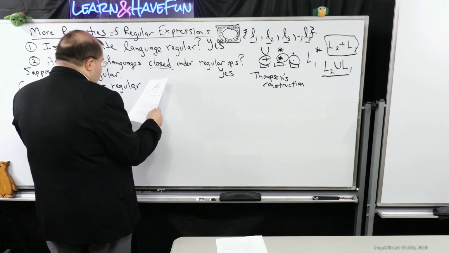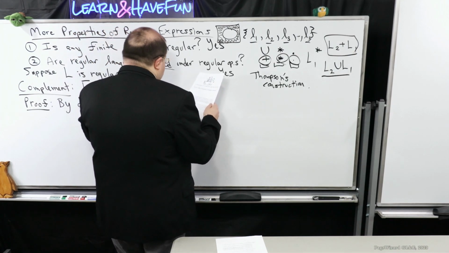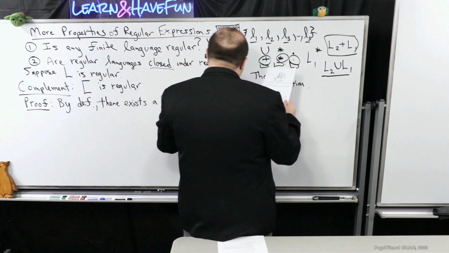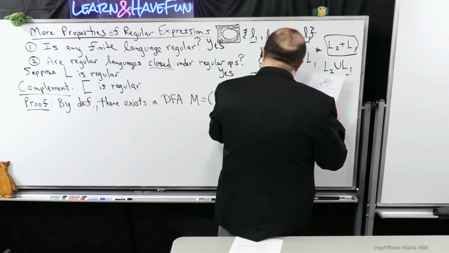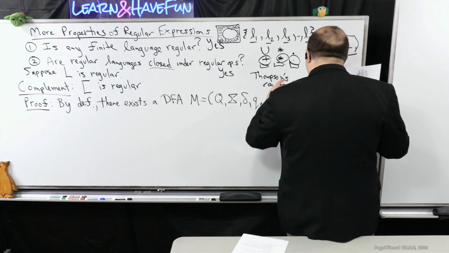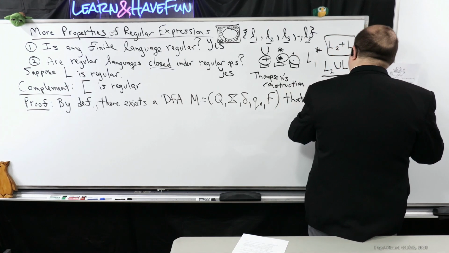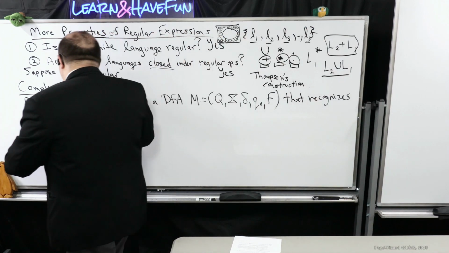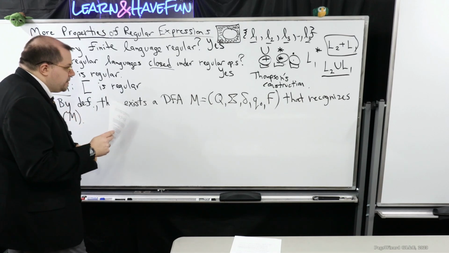So by definition, there exists a DFA, which I'll call M, with the five-tuple Q, sigma, delta, q0, F. You might recognize this five-tuple from the definition. It recognizes L, so L is equal to the language of M.